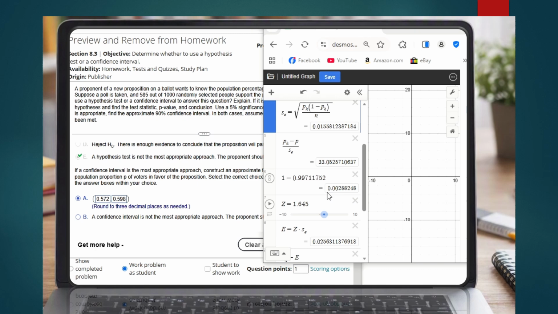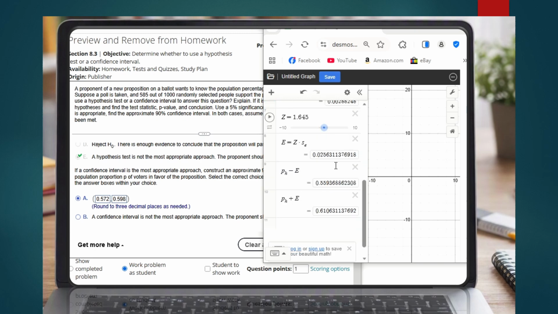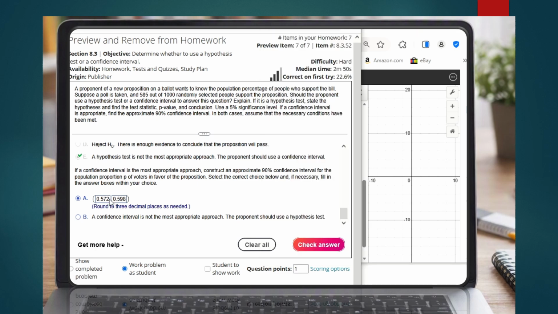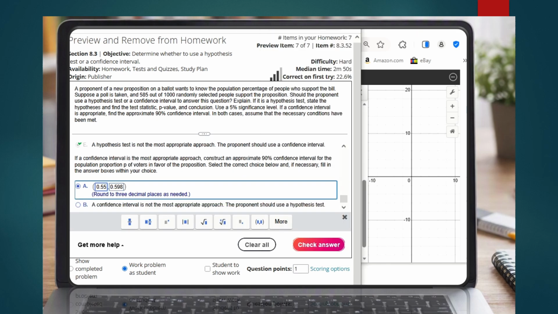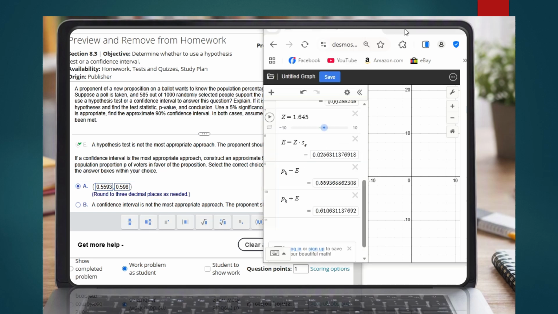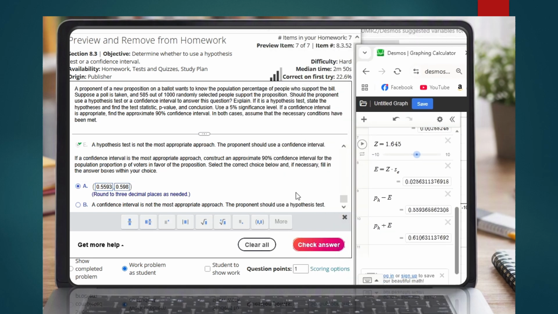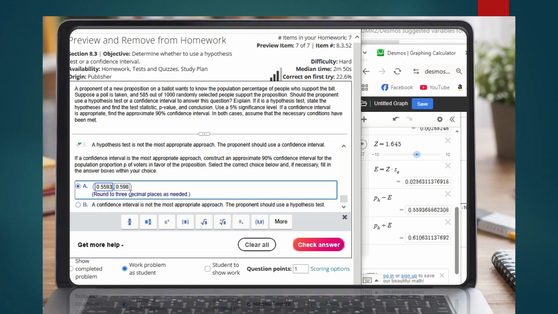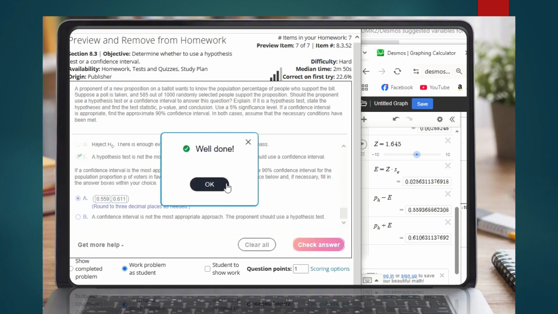So again, here we go. Now we should have our proper interval. 559... And rounded to 3 decimal places, it would be 559. And the other one is 611, just rounding that over here to 3 decimal places. Hopefully I got it right this time. There we go.